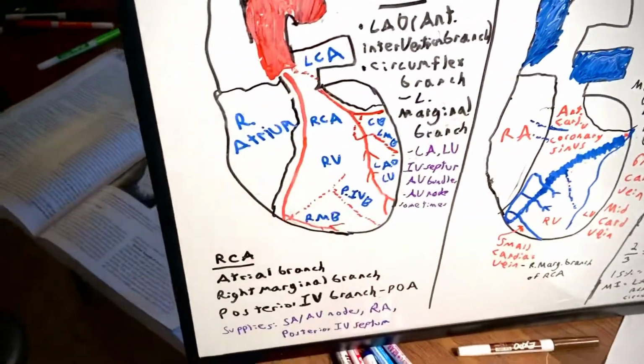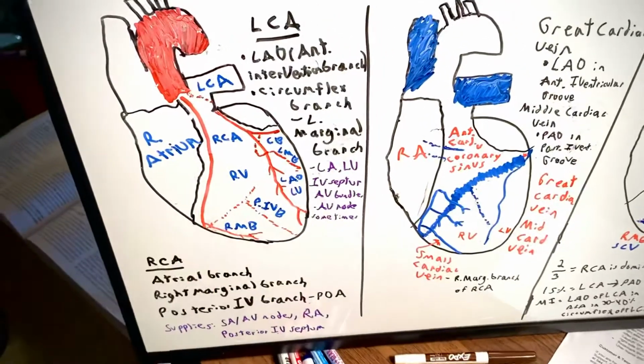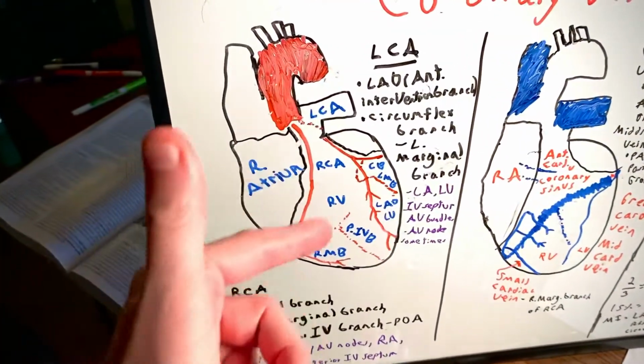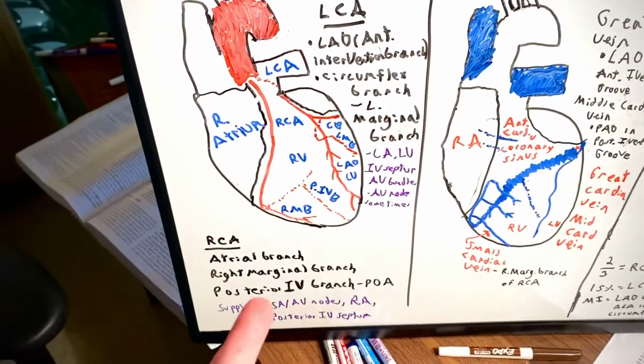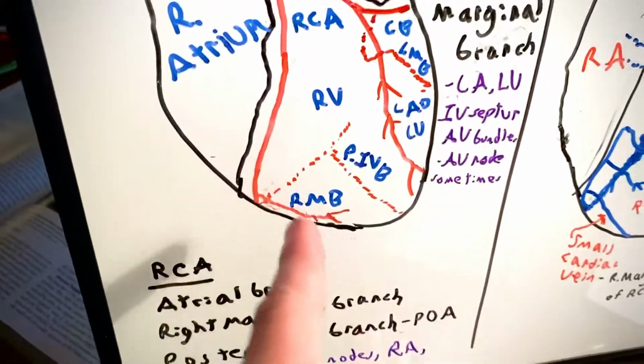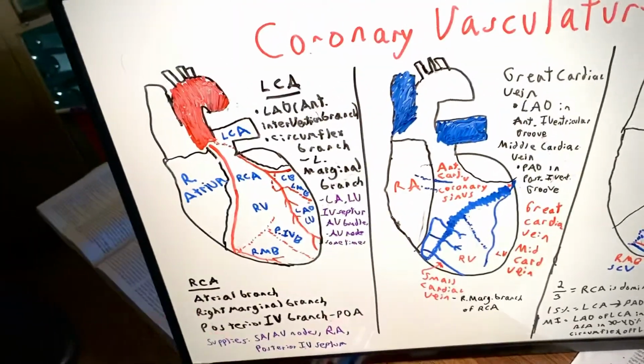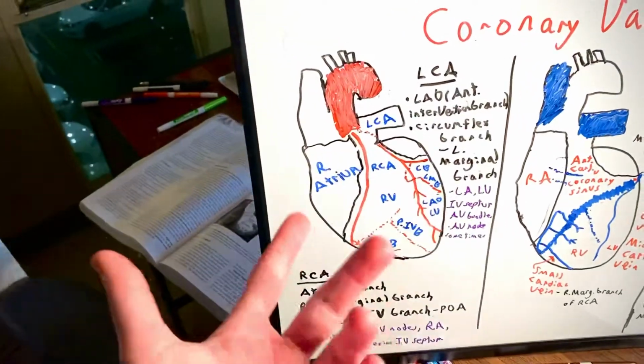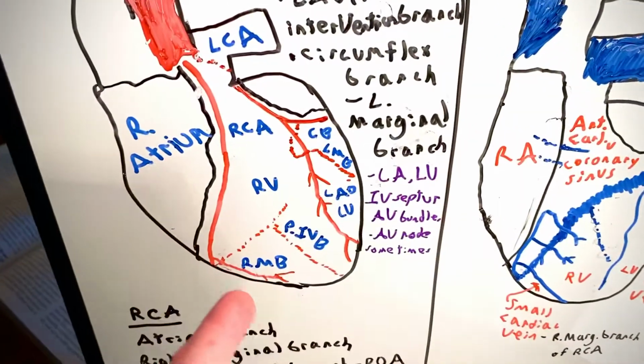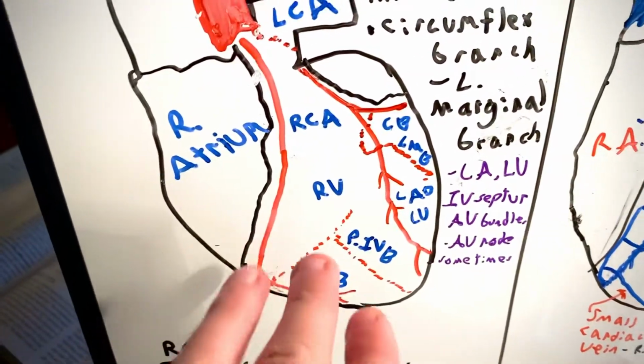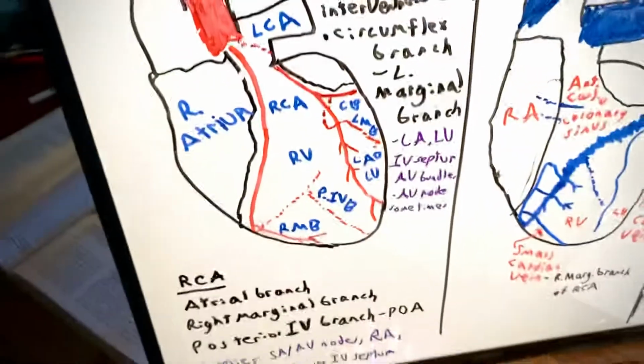Now the branches of these, so the RCA, or the right coronary artery, will give off an atrial branch, which I did not show. We'll give off a right marginal branch, which is down here. Remember how people used to say, like, draw within the margins or within the lines? Well, it's like within the margins of this heart, so that's how I'm going to remember. The right marginal branch is down there.